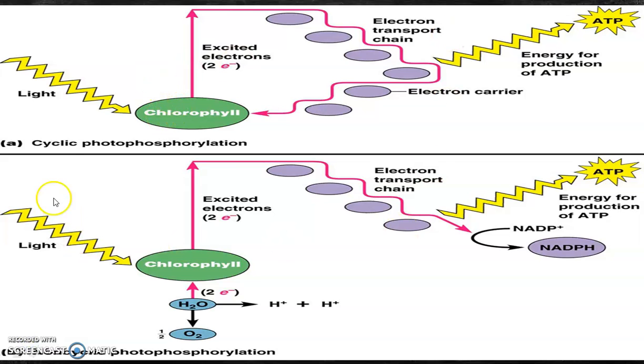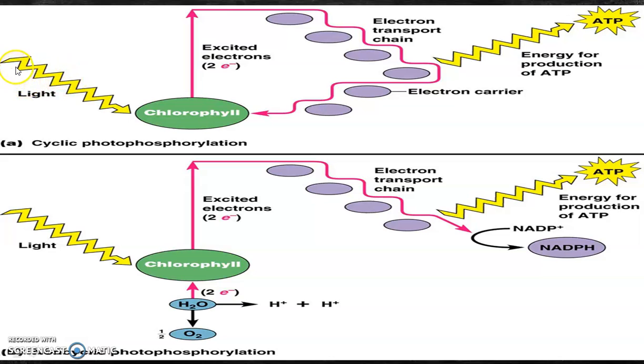So this is the light reaction. There are two types of reactions, namely cyclic photophosphorylation and non-cyclic photophosphorylation. Phosphorylation means ATP formation, and in the presence of light, it is called photophosphorylation. First let us see the cyclic photophosphorylation.